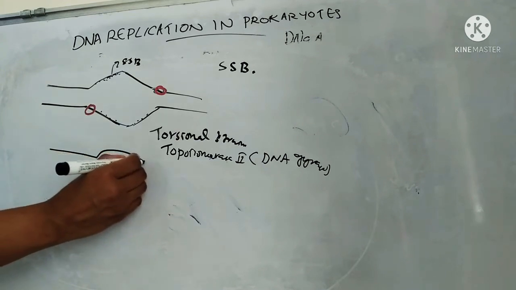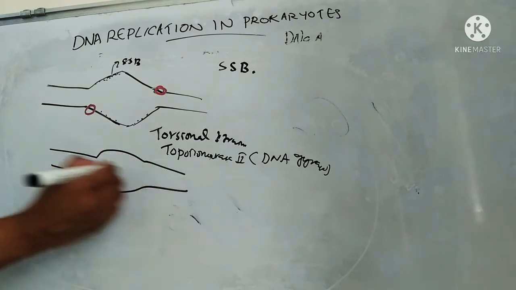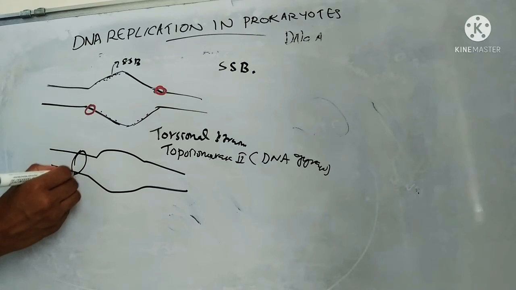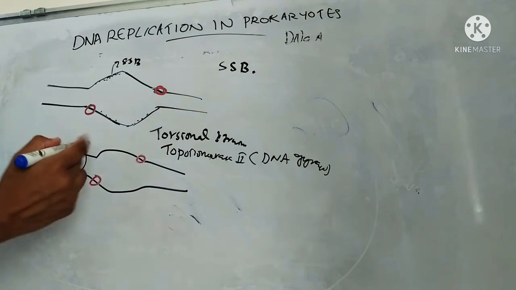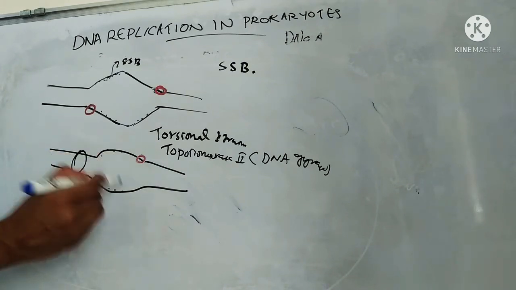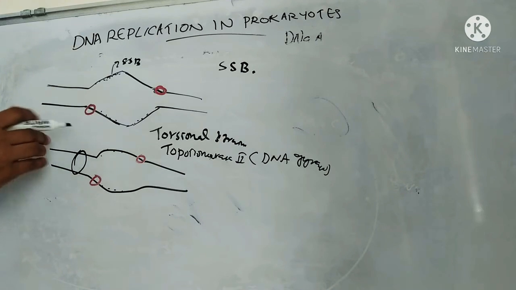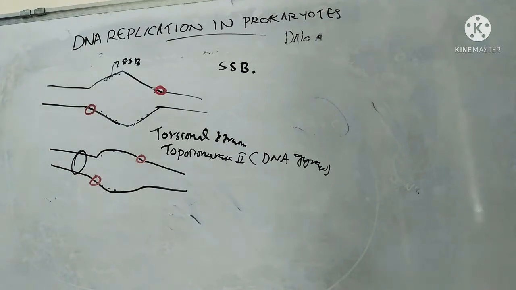So, this topoisomerase will bind here. Here it is helicase, then the single stranded binding proteins, and topoisomerase will relieve the torsional strain. So, that is initiation.